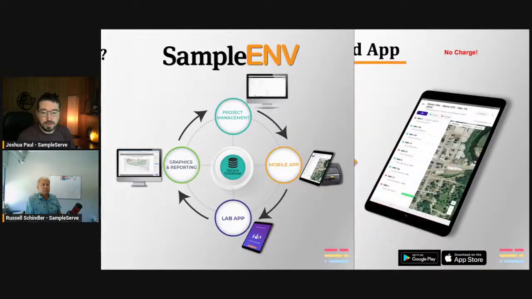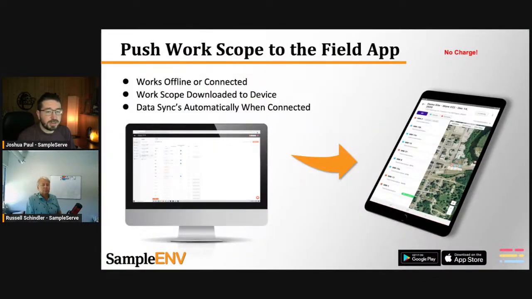So let's go into the field app itself. Let's get a little introduction here, Russell. Okay. So the field app is connected to our project management tool, where you're going to set up your project, what you're going to sample, where you're going to sample, what parameters, what lab you're connected to. And when you have that set up in the project management tool, that scope of work is going to get pushed to the mobile field app. And the mobile field app is designed to then collect all that data.